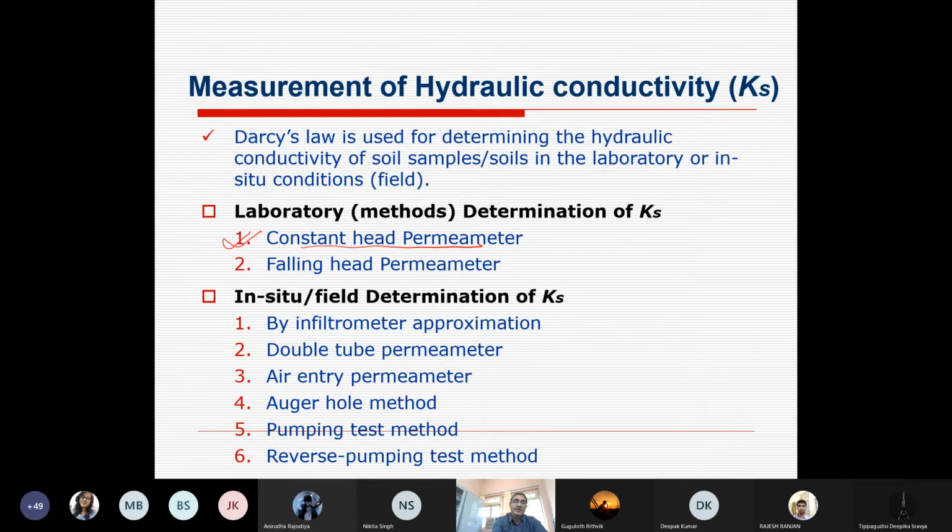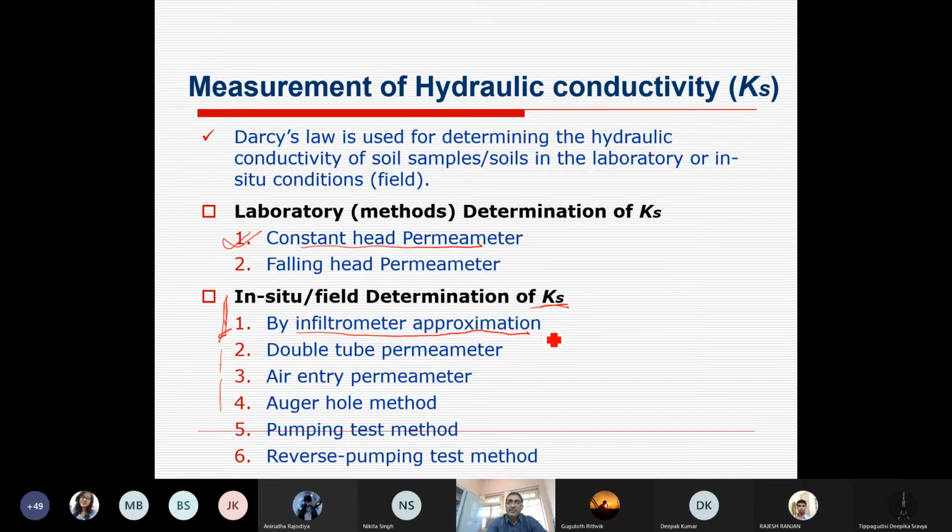So we have other methods, which are called in situ or field determination of saturated hydraulic conductivity. If you recall, I have given you a number of methods which can be used to find hydraulic conductivity in situ, or in field condition. The first one is by infiltrometer approximation. In the first experiment you have already performed the infiltration characteristics of soil.